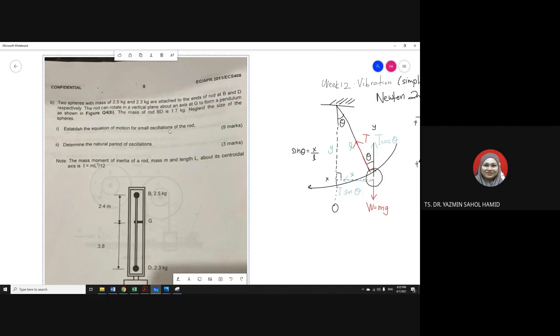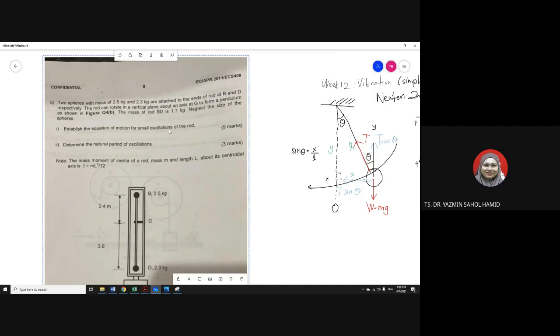So let's say you have a pen in front of you. Take the pen and hold it at the middle, point G, and try to rotate it. You can rotate it, you can sway it. Now, the mass of the rod. The rod also has a mass. Rod BD has a mass of 1.7 kilogram. Neglect the size of the sphere.